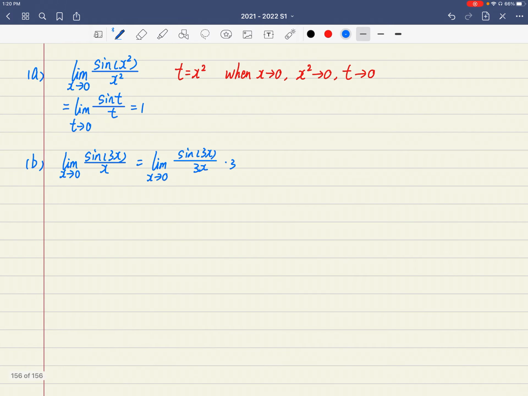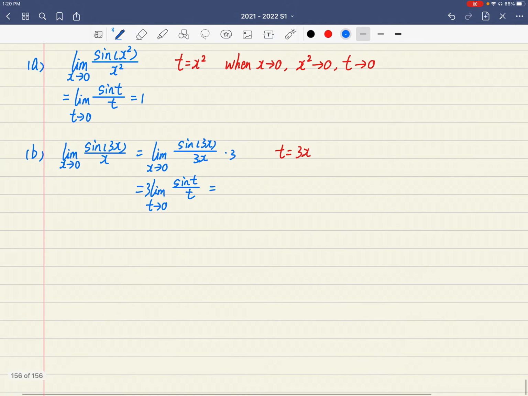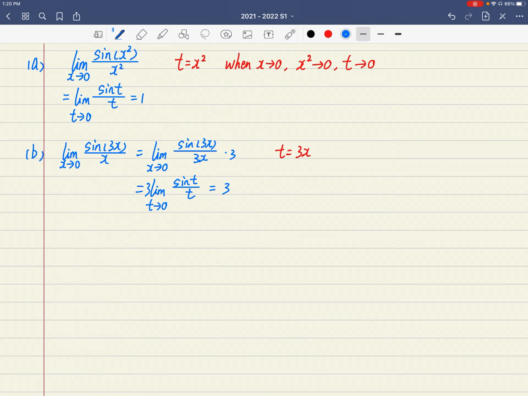Now, again, you can use the substitution. You can let t be 3x. Then when x is approaching 0, t is also approaching 0. So it's sine t over t. The 3, you can put it in the front. So it's 3 times the limit of sine t over t when t is approaching 0, which is also 1. So it's 3 times 1, it's 3.